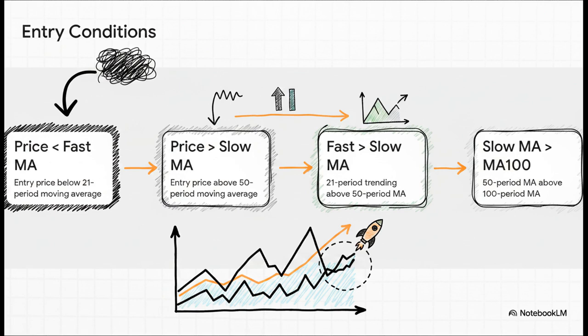Third, the 21 period must be trending above the 50 period. And finally, the 50 period must be above the 100 period. Simply put, the engine mathematically confirms a long-term uptrend and then just waits to pounce on a short-term dip. Oh, and to prevent overtrading, it only fires on the very first day this exact mathematical condition is met.